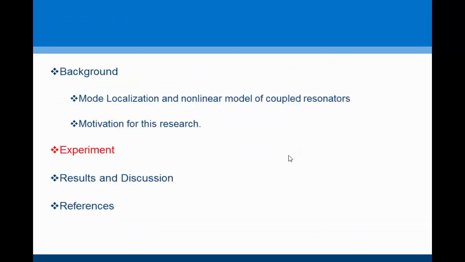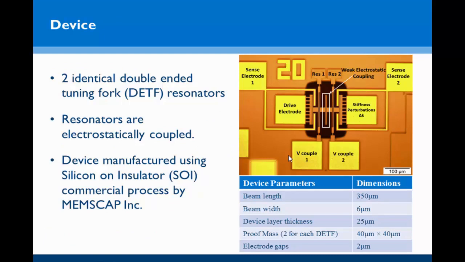If we move on to the experimental section, this is a micrograph of a couple of resonators that we're using. They're double-ended tuning forks, as we've talked about before. And in the middle, you can see that they're capacitively coupled. There's a capacitive coupling there, and it's very weak, and that's very helpful for mode localized sensing, because that coupling essentially describes the sensitivity of a device. And the lower the coupling, the higher the sensitivity that we can achieve.